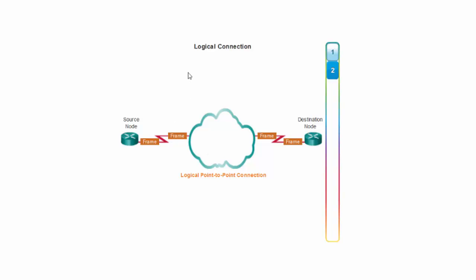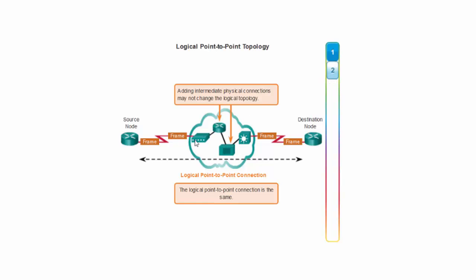So for logical point-to-point connections, the two nodes might be connected using a WAN connection like this. However, in the middle here, there could be multiple network devices coming in the way, and they look like they could contain some switches, some other routers, and some hubs, and so on. And in that case, this physical topology actually facilitates point-to-point connection between those two routers in the logical sense.